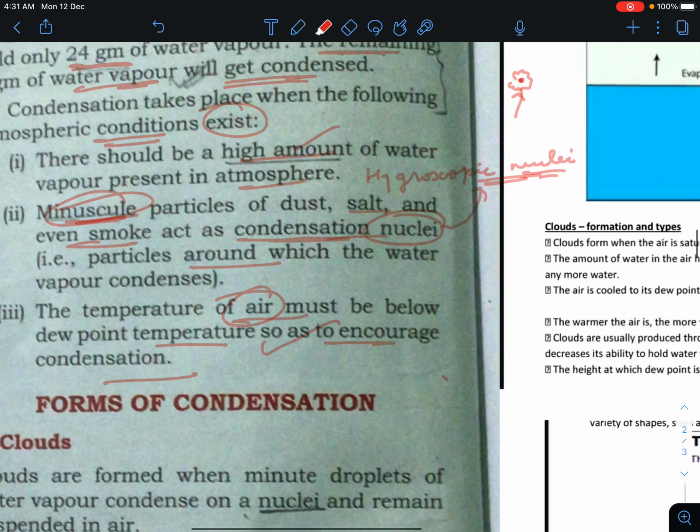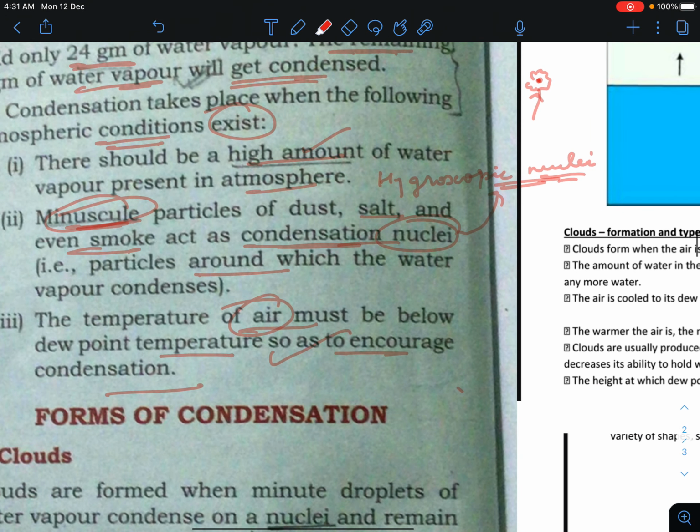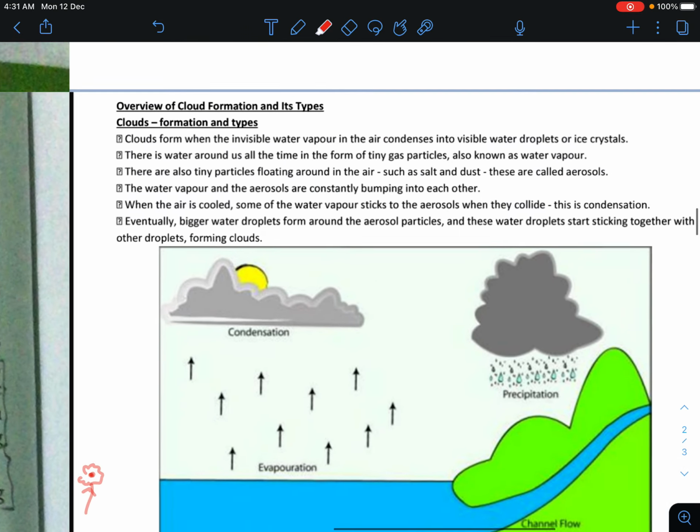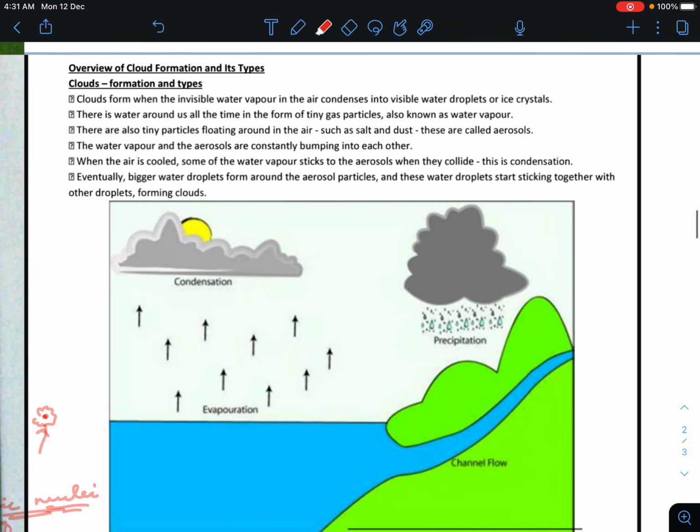So first of all, we have to remember that in order to make condensation start, the first point is that we have to have a huge amount of water vapor, which means we have to increase the amount of water vapor present in the atmosphere. Second is the presence of hygroscopic nuclei, and the third point is that we have to decrease the temperature below the dew point so that it increases the condensation. This is a very good example.